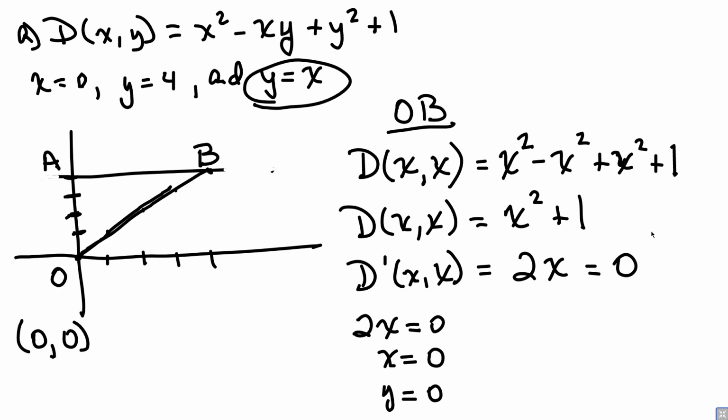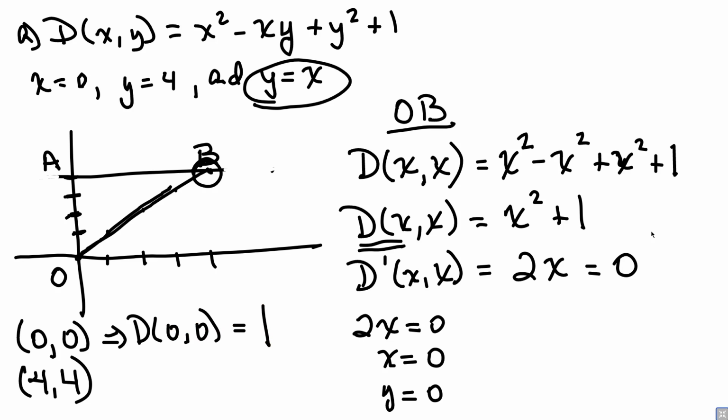Now, the point that we are given is an endpoint. It doesn't give us anything in the middle. So what I've got to do is also work with the other endpoint. The other endpoint is here, which is going to be 4, 4. So I'm going to evaluate my new function at the endpoints. If I find D of 0, 0, I get a value of 1. If I evaluate D at 4, 4, I'm going to get a value of 17. Okay, any questions there?